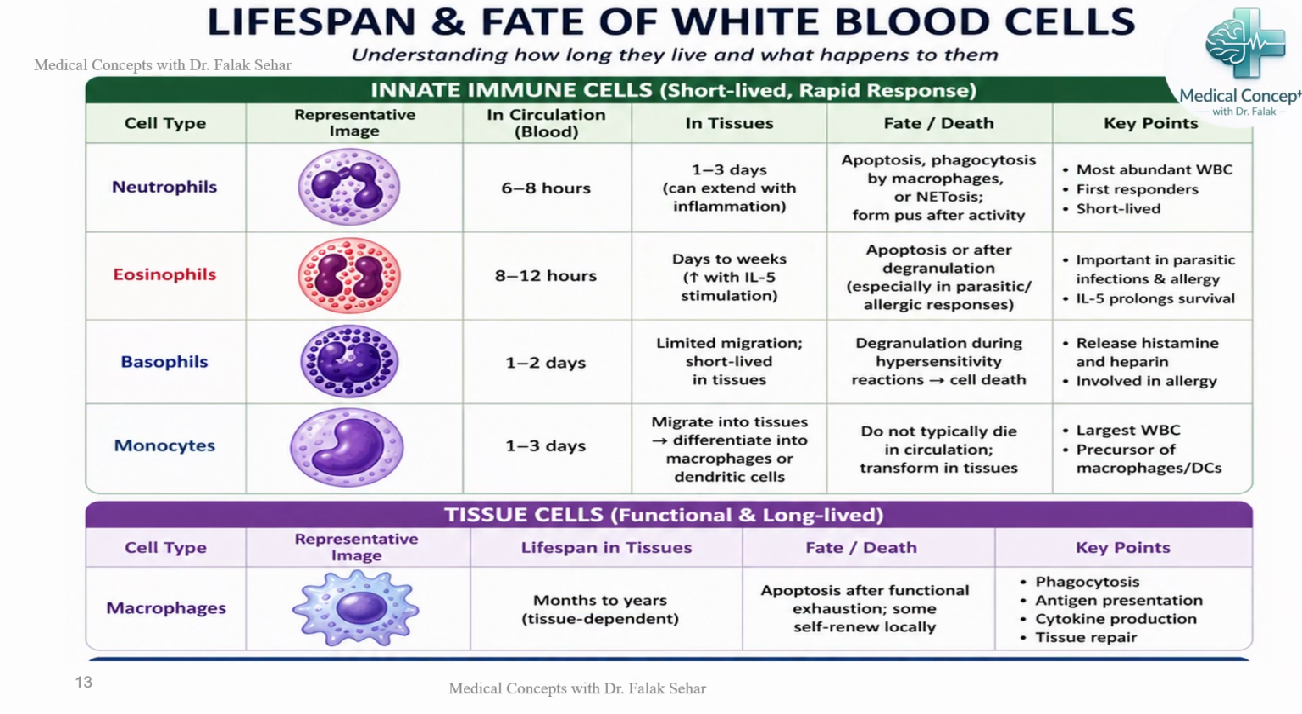The lifespan of white blood cells varies depending on the cell type. Neutrophils are the shortest lived, circulating in the blood for about 6 to 8 hours before entering the tissues, where they survive for 1 to 3 days. Eosinophils and basophils also have a relatively short lifespan. Monocytes circulate for 1 to 3 days before migrating into the tissue, where they differentiate into macrophages or dendritic cells. In contrast, macrophages are long-lived tissue cells that can survive for months to years.